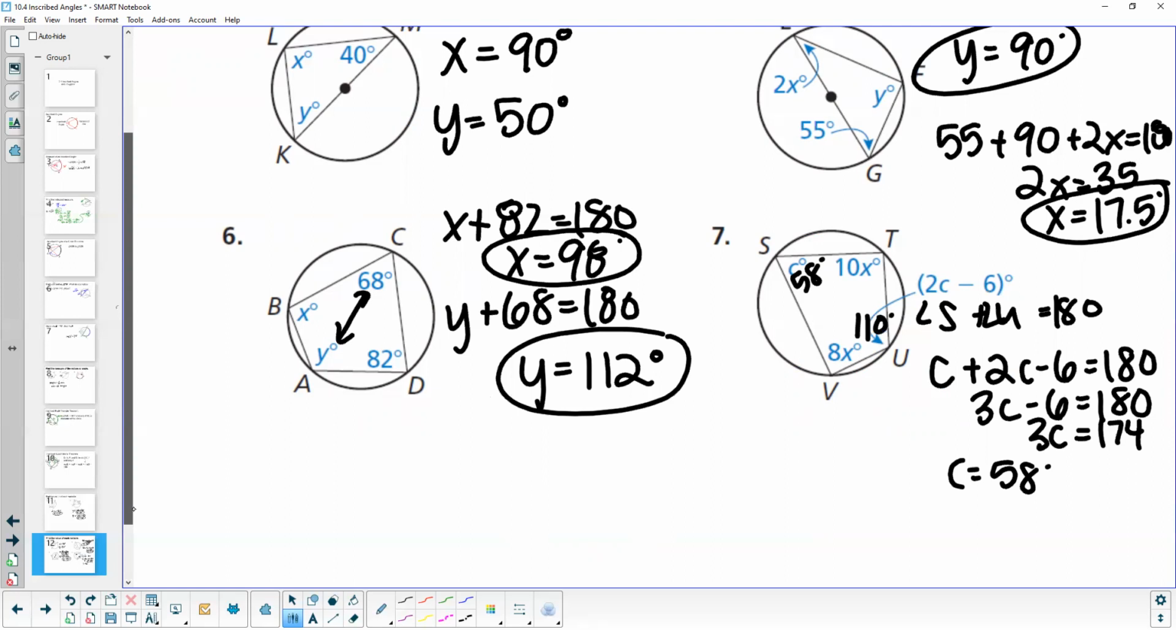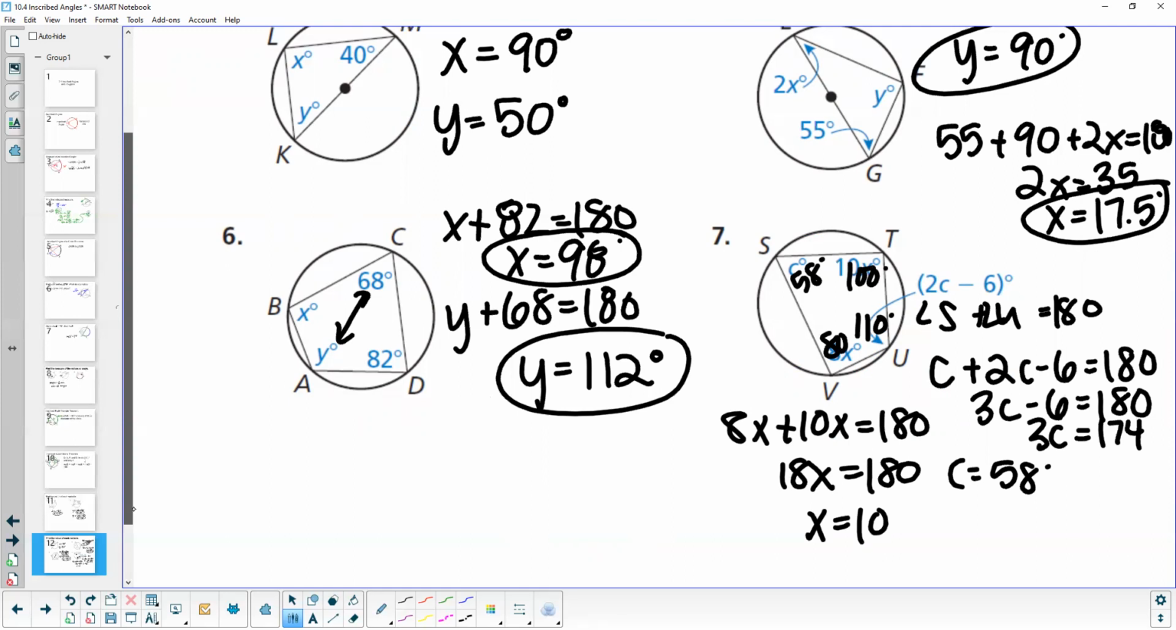And then we can solve for x by doing 8x plus 10x is equal to 180, and 8x plus 10x is 18x. If that's equal to 180, then we know that x is equal to 10, which makes this angle 80 and this angle 100.